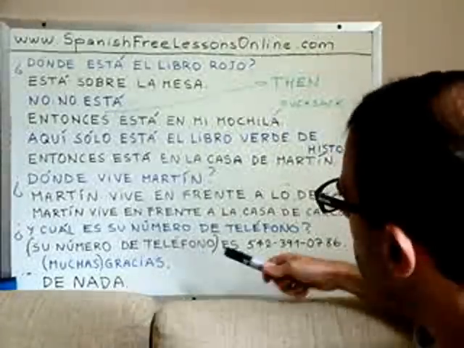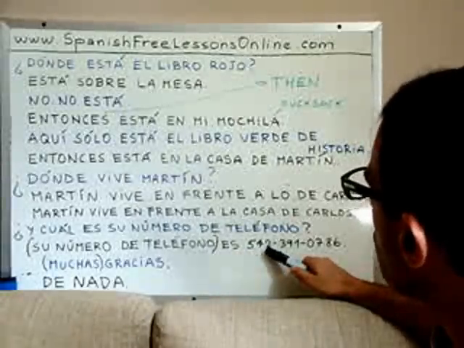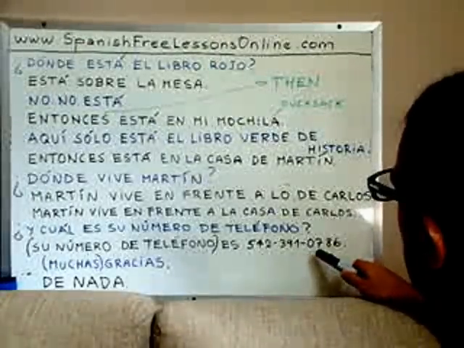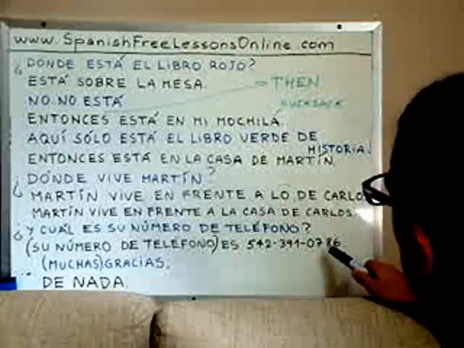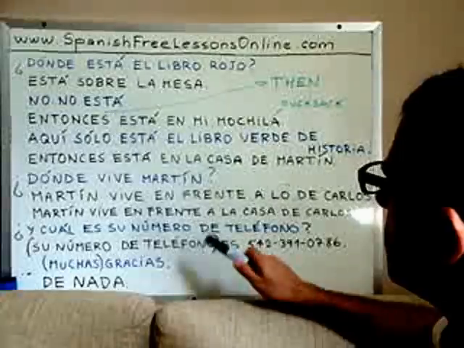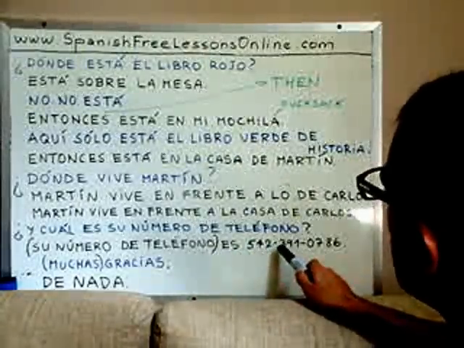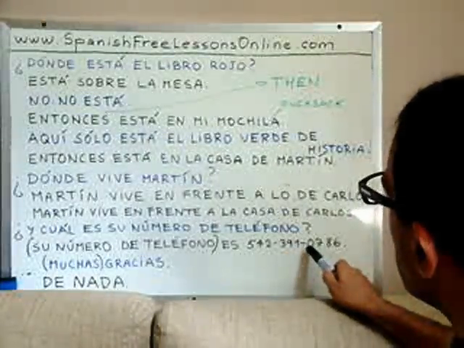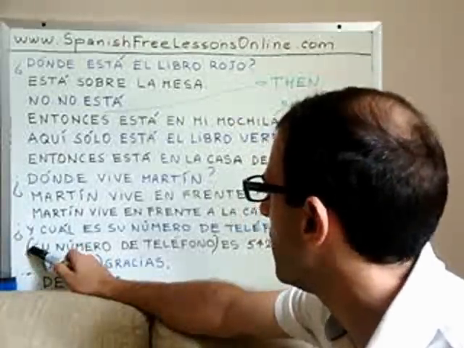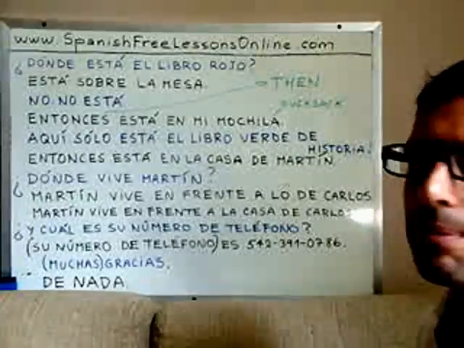You can just say es 5, 4, 2, 3, 9, 1, 0, 7, 8, 6. Okay? This would be it is 5, 4, 2, 3, 9, 1, 0, 7, 8, 6. Or his number of phone is the number, okay?